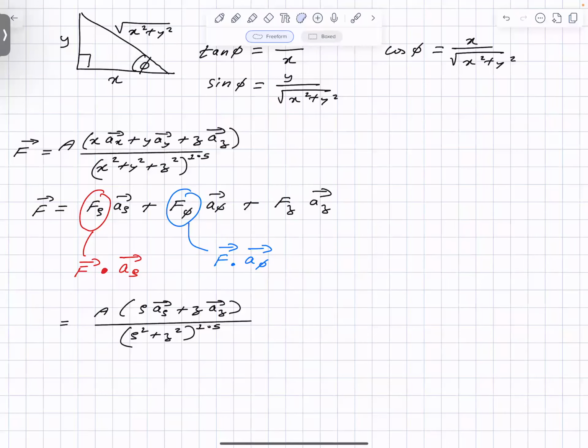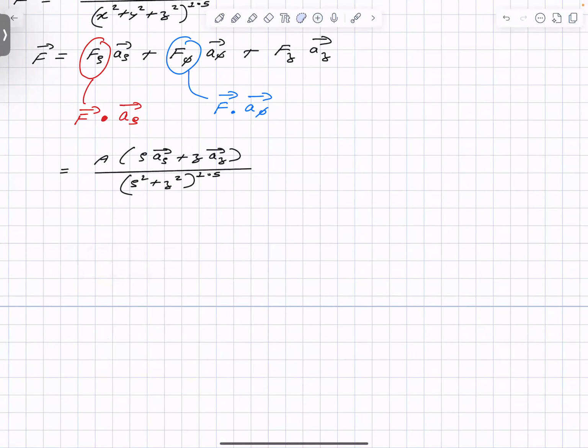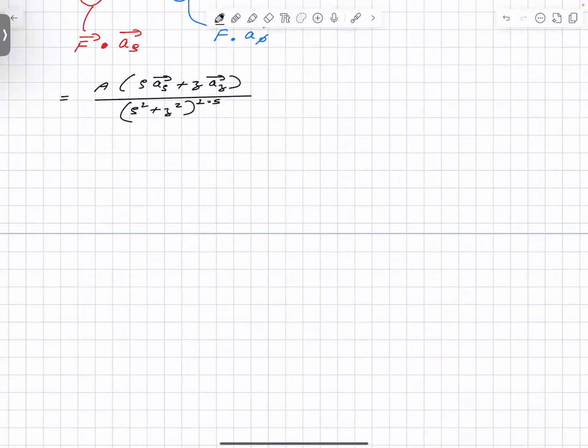So any question about the process? Okay, if not, the final topic in this chapter is differential surfaces and volumes.